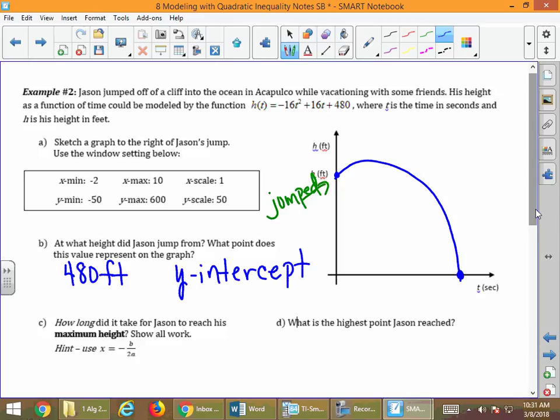I do want to point out, what if you're just given the equation? Can you identify that? Look at where the 480 is in that equation. So an answer on a test or a quiz needs to be y-intercept, but where you're getting at is from the c value.